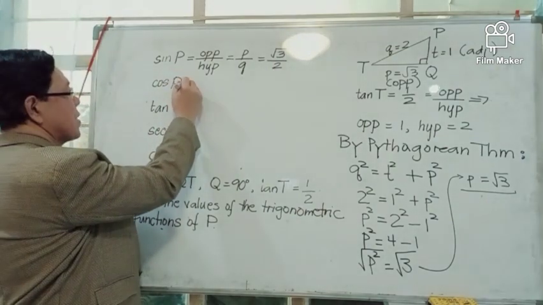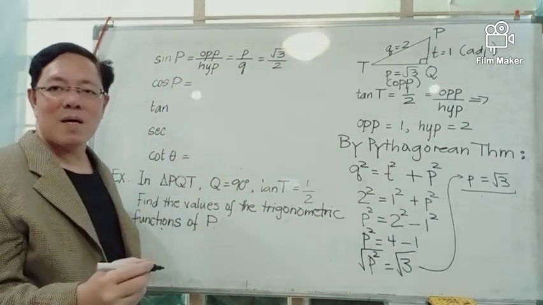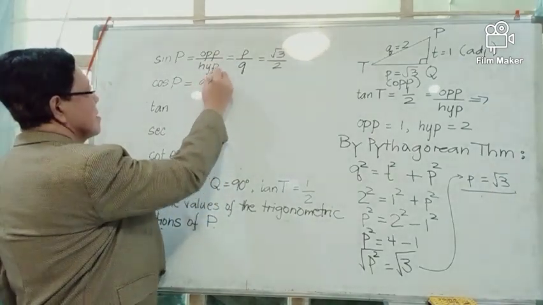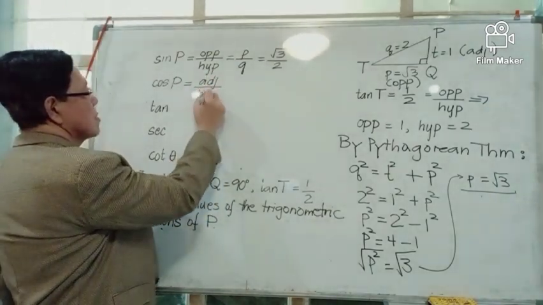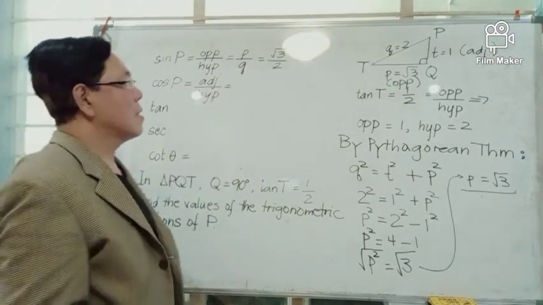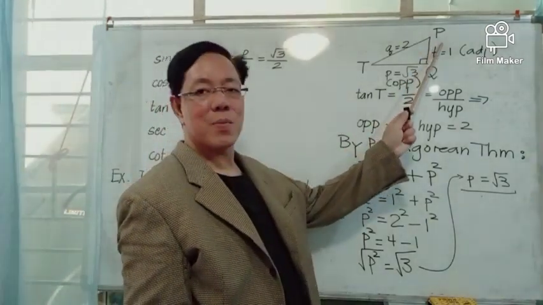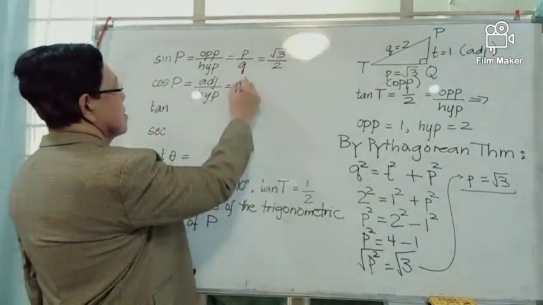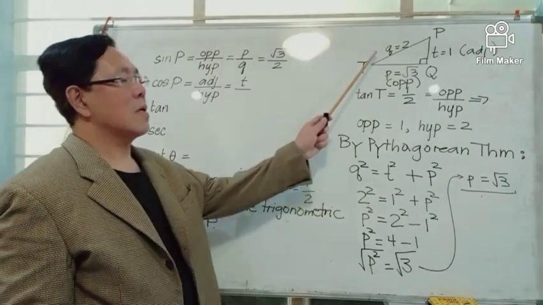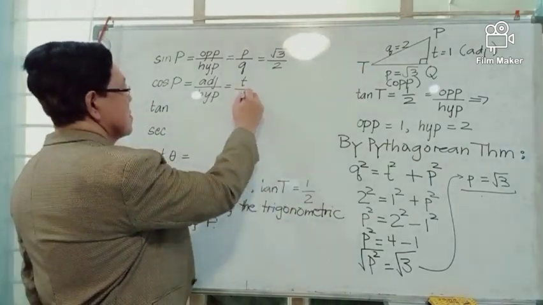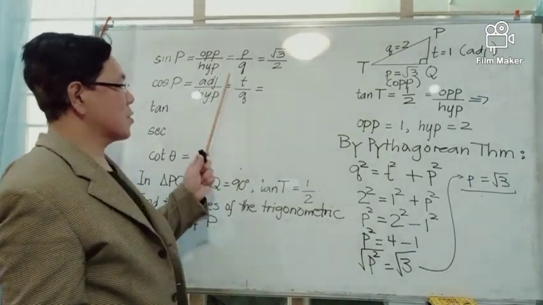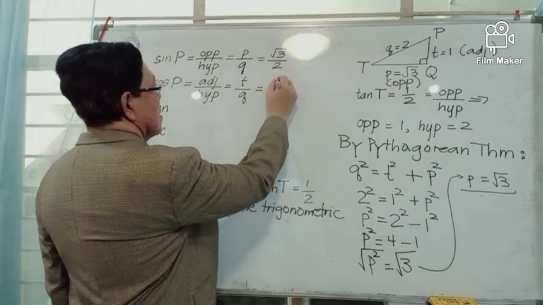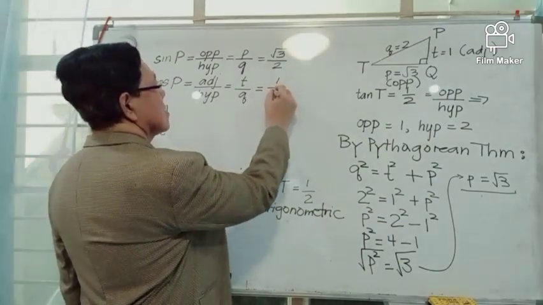Now cosine of P is the ratio of the adjacent side to the hypotenuse. The side adjacent to angle P is small t. The hypotenuse is q. We substitute the values of t and q. t is 1 unit and q is 2.